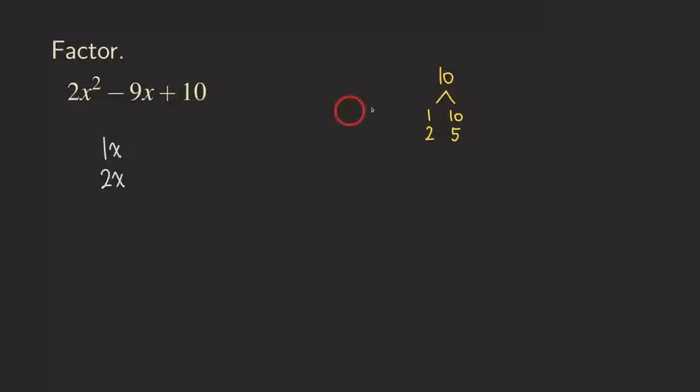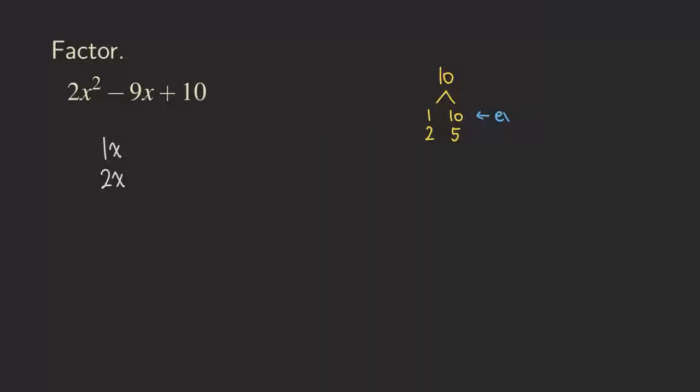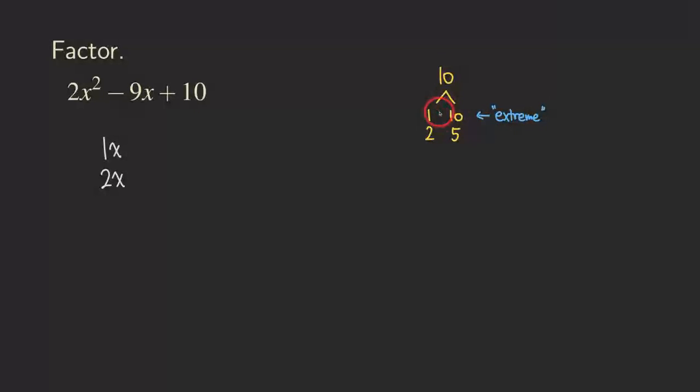I usually call this 1 and 10 the extreme case. What that means is that it's going to produce a middle term that's either quite small or quite large, far away from those two numbers. So I usually try not to use the extreme case at the beginning. I usually try to deal with the other cases, like 2 and 5.